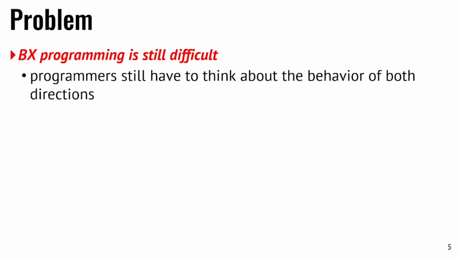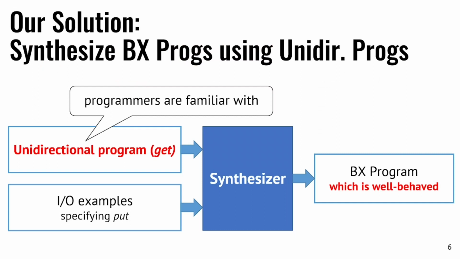However, even if we use the BX languages, BX programming is still difficult because programmers still have to think about the behavior of both directions. This is the intrinsic difficulty of BX programming. To address the difficulty of BX programming, our solution is synthesizing BX programs using unidirectional programs. From a unidirectional program of get and IO examples, synthesize well-behaved BX programs automatically.